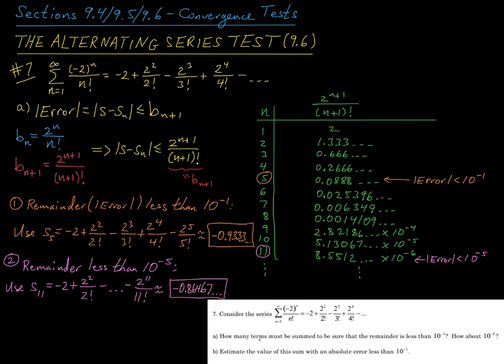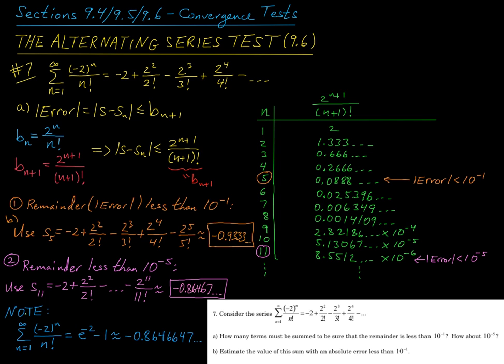Now, for part B, it says estimate the value of the sum with an absolute error less than 10 to the negative first. Well, I've actually already done that here. So part B is really asking you just for this number right here. We know that if we use the first 5 terms, then that error is going to be less than 1/10. So there's our approximation, and we know that that's going to be within 1/10 of the exact value.